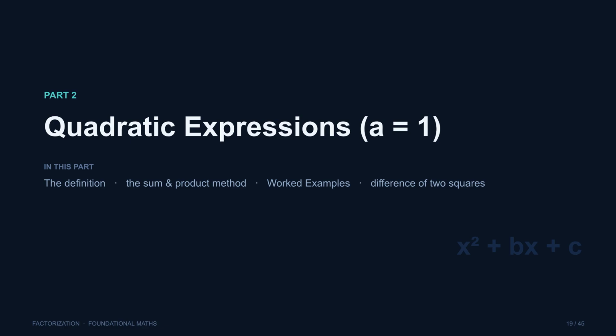Part 2. Here, we define quadratic expressions, then learn the sum and product method that lets you factorize them almost on sight. We will cover the definition, the method, worked examples, and the difference of 2 squares.